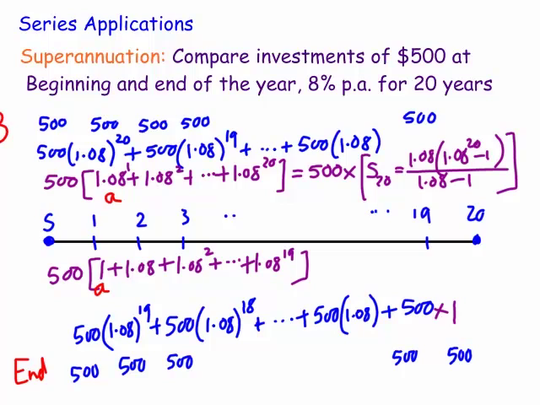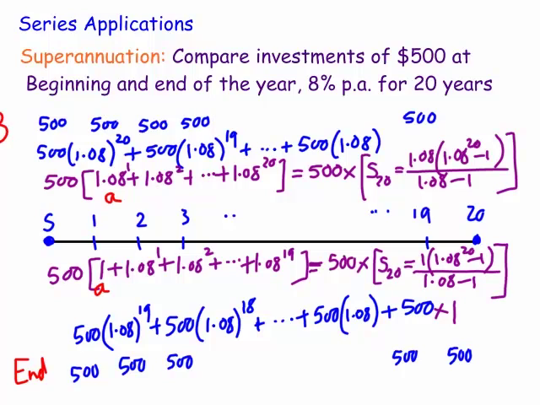Let's have a look at the end of the year. It's going to be 500 times, again, the sum to 20. Now, why 20 terms? Well, there's 1 to 19 plus that 1 at the front, so that makes 20 terms. The only difference is the first term is 1 instead of 1.08. So it's 1 times 1.08 to the 20 minus 1 all over 1.08 minus 1.